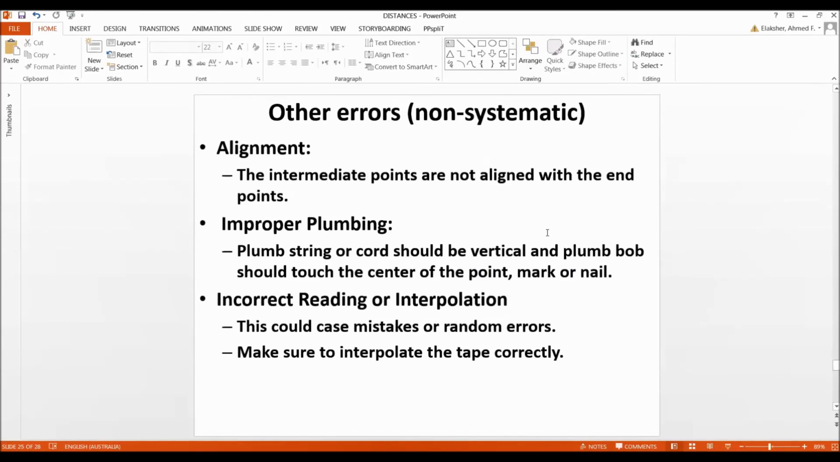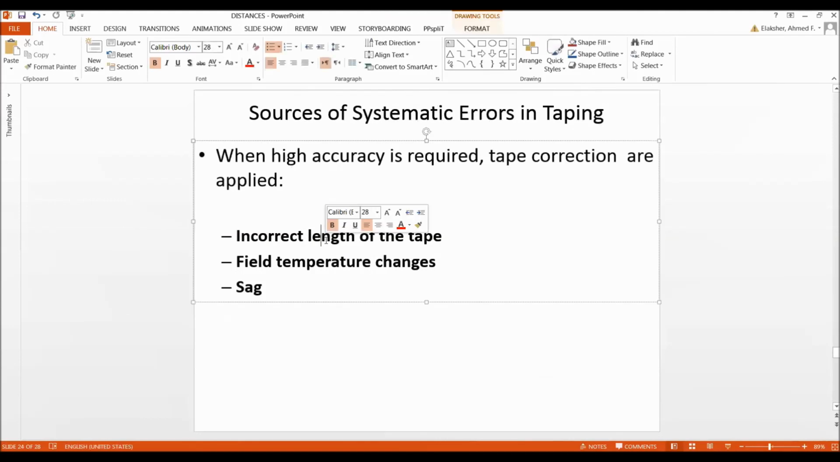Going back to the incorrect length of the tape, that, as you see, could be positive or negative. You could have a 100-foot tape as 100.01 or 99.98. Field temperature, it could be more, let's say 100 degrees Fahrenheit, or it could be less, 20 degrees Fahrenheit. So your error or correction could be positive or negative. You don't know. It depends on the case.